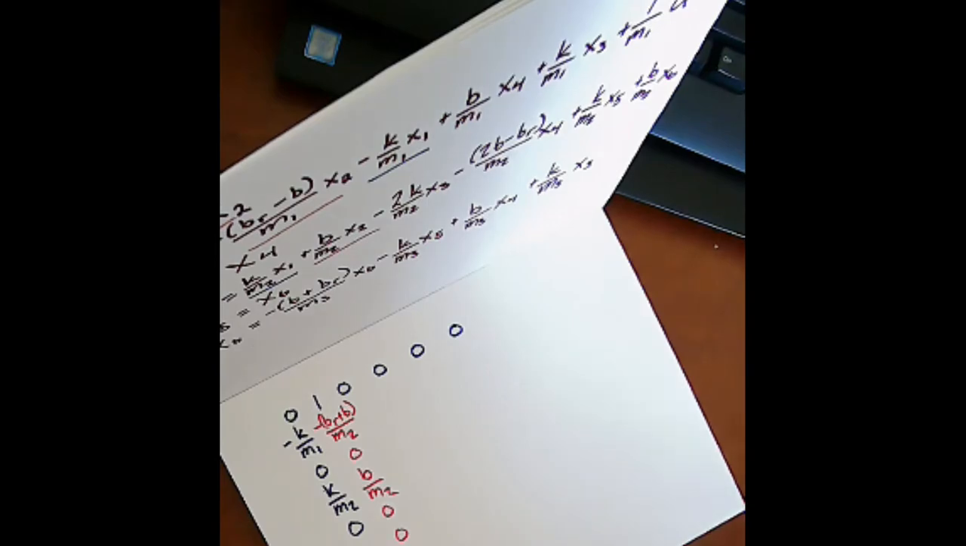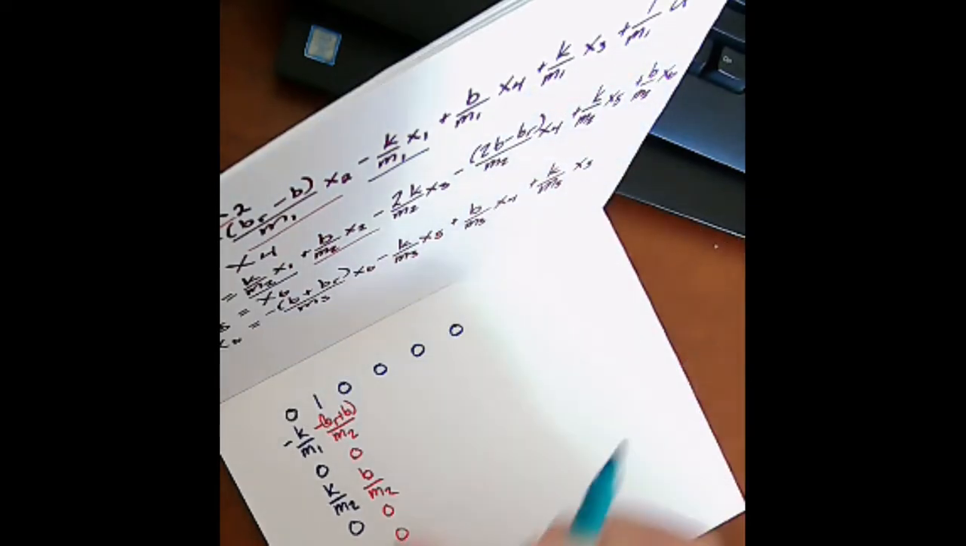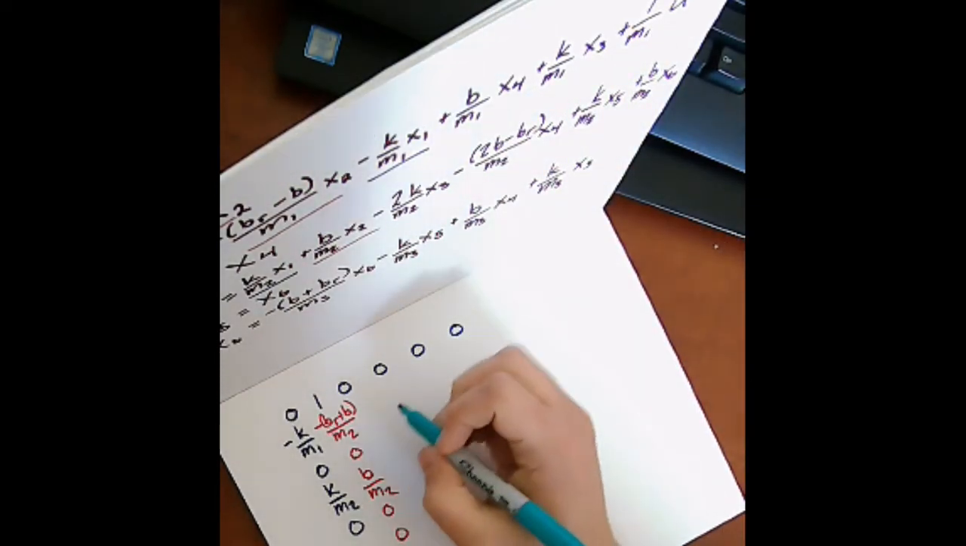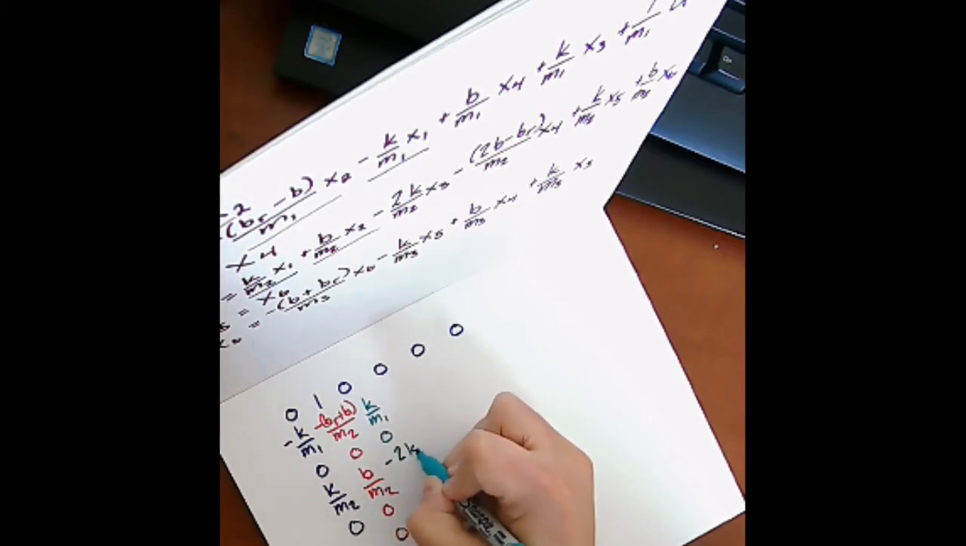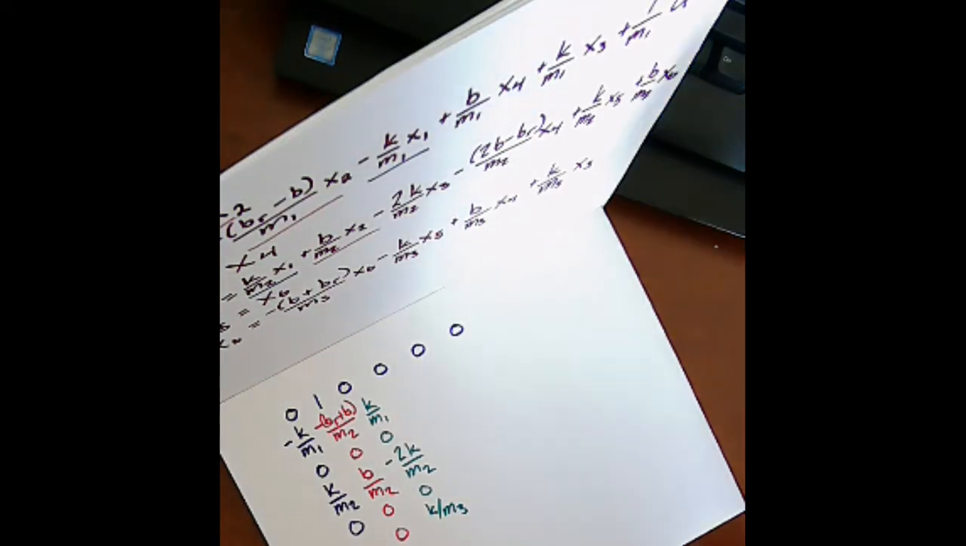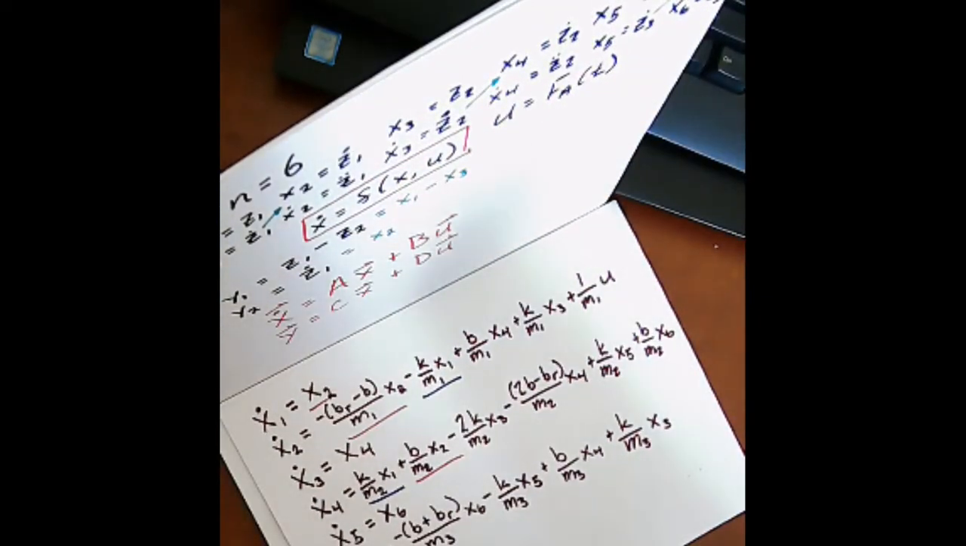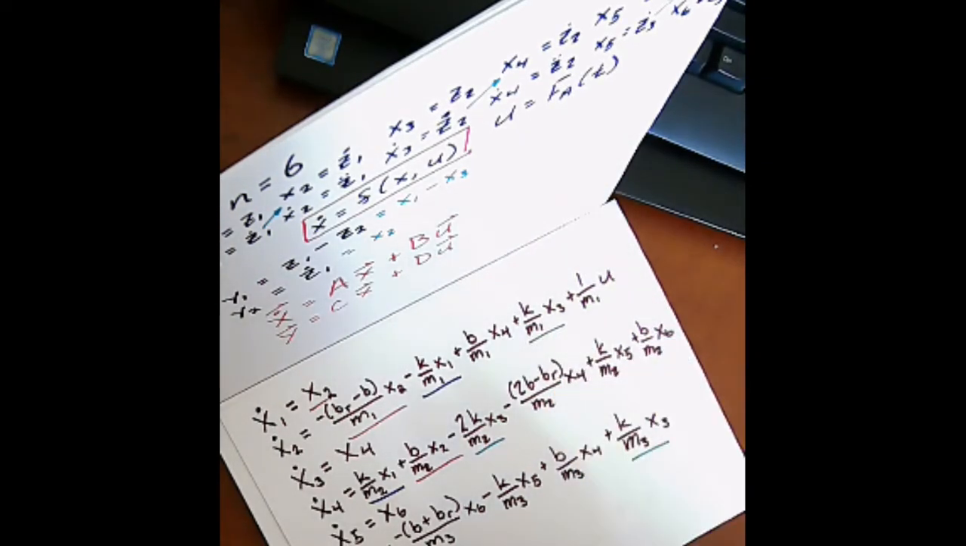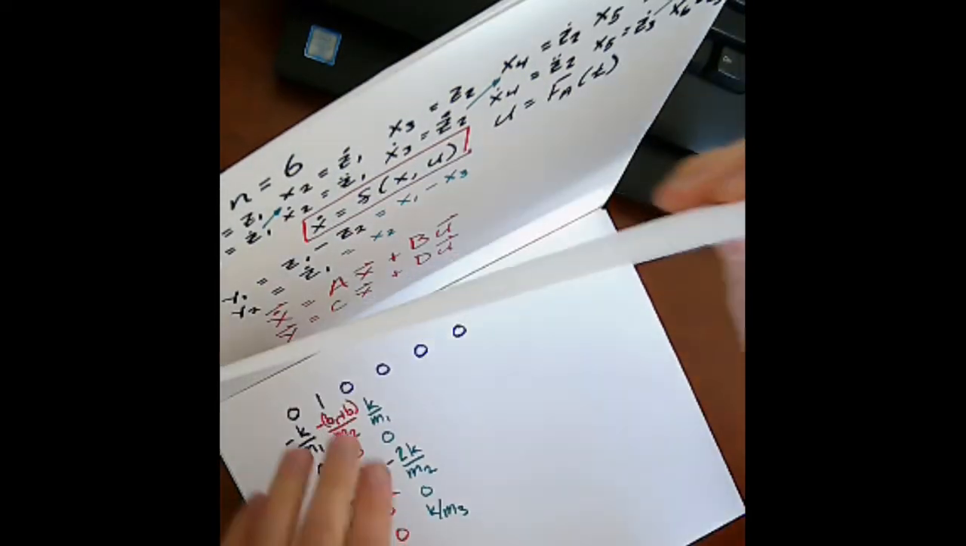All right, so there we are. Let's get the next one. We're going to get all of our x3s. So 0, then k over m1, 0, negative 2k over m2, 0, k over m3. And again, boom, boom, and boom. The rest are zeros.